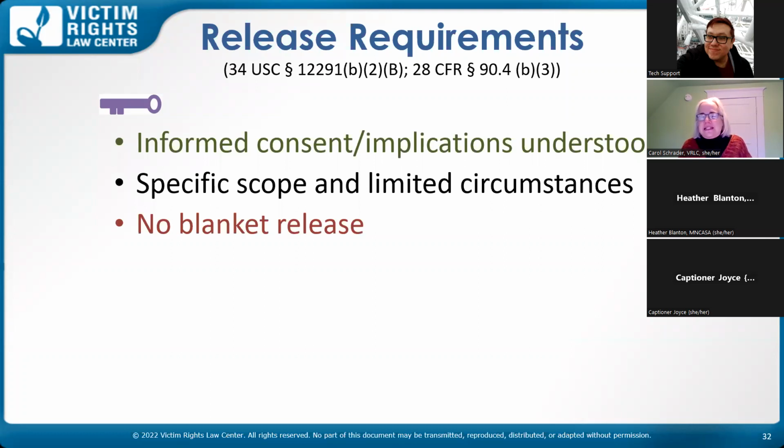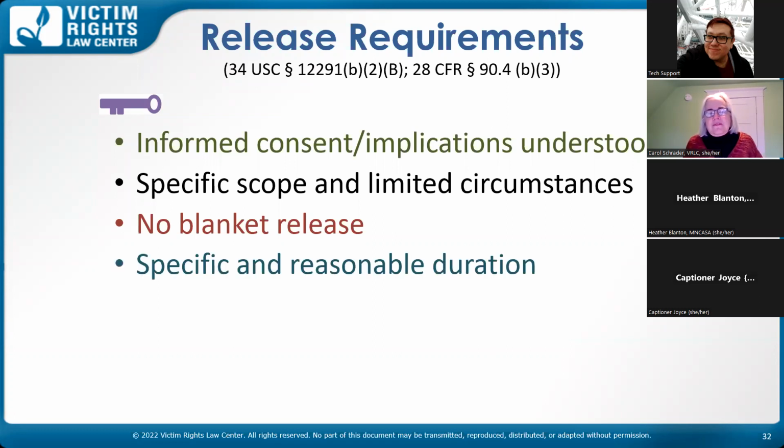No blanket releases are allowed. What this means is that an advocate wouldn't be able to say, hey, sign and date this. We'll fill in the rest later. It will save you a trip. Next line. It has to be for a specific and reasonable period of time that the release will be in effect. Next line. It needs to be revocable.